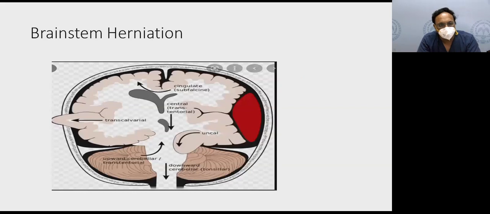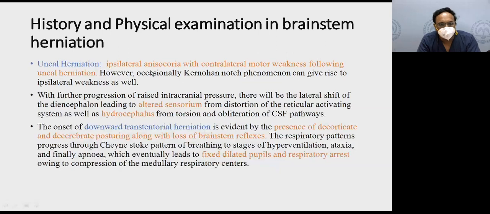Now I'm dealing with brainstem herniations and the symptoms and signs when the patient has a brainstem herniation. This is the central herniation and this is the uncal herniation. These two I am dealing with. In uncal herniation, the patient has ipsilateral anisocoria because of third nerve involvement, the pupil will be dilated, and the patient will have contralateral motor weakness. Occasionally there can be Kernohan's notch phenomenon, with ipsilateral weakness. So when the patient has anisocoria with contralateral motor weakness, we have to suspect uncal herniation.